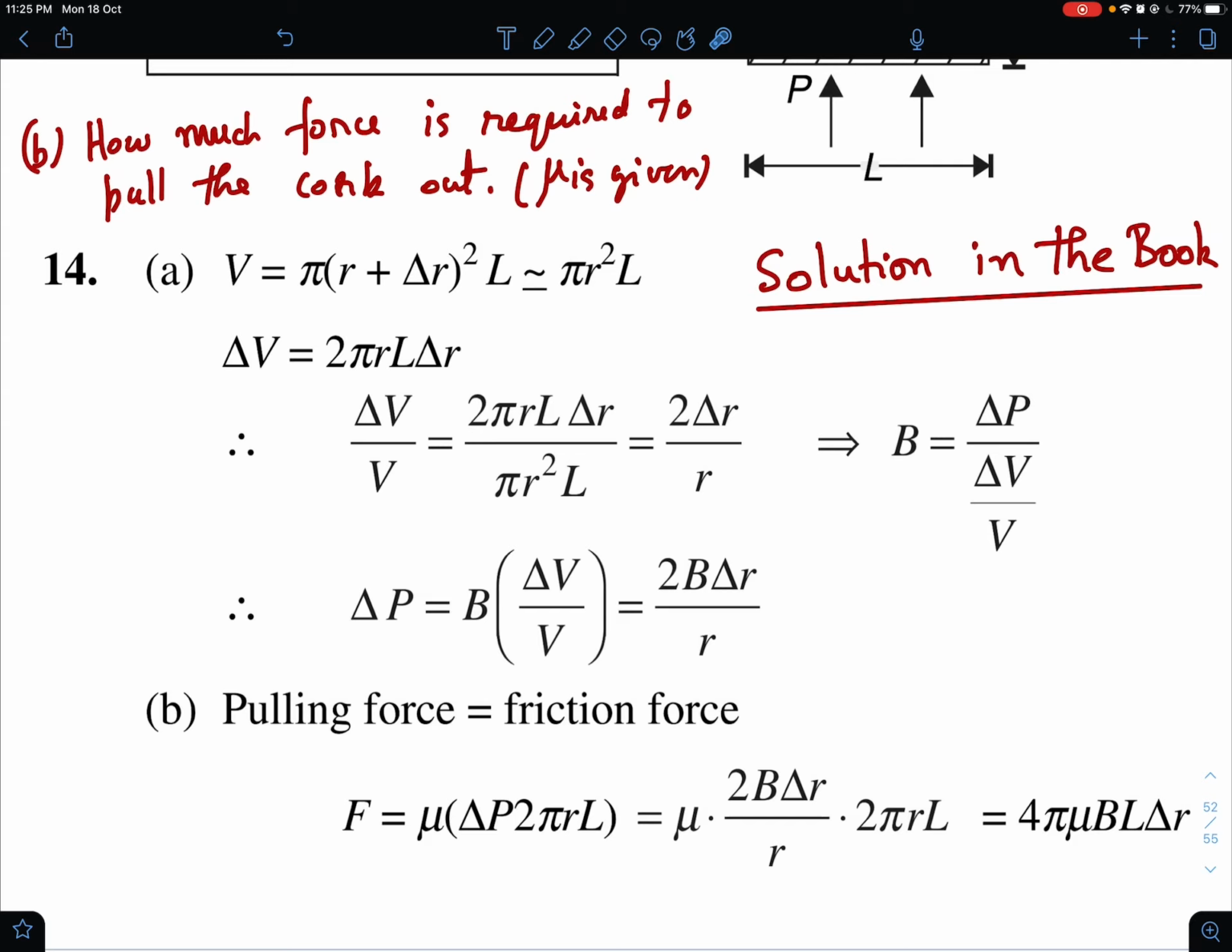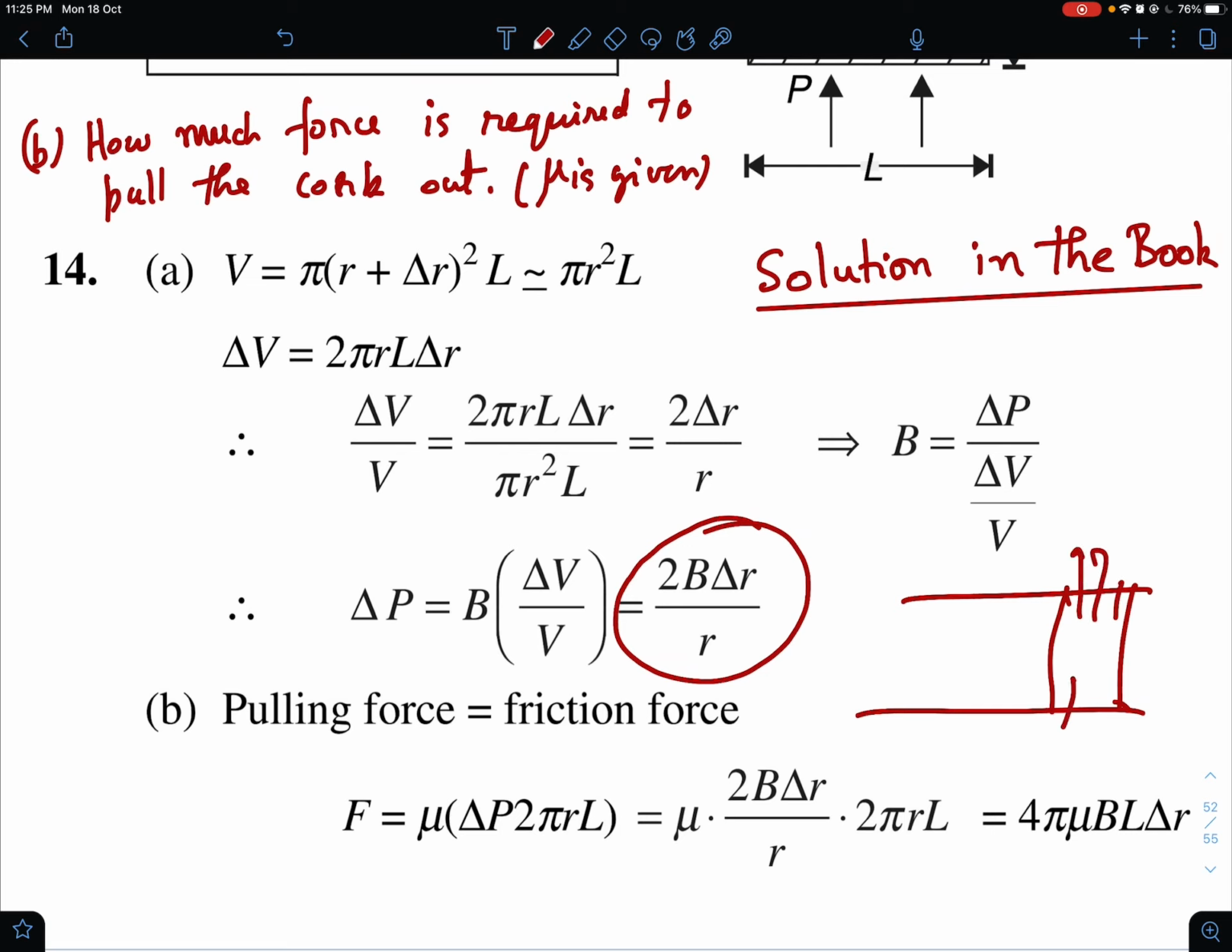Okay, so try to figure out, are you convinced with the solution or do you find anything wrong with this? And then of course once you have found delta P, the frictional force is very simple. Since delta P comes out to be this much and there's a bottle and the cork is fitted, it's pressing against the walls with delta P. So the normal reaction, if you take along the curved surface, is delta P into 2 pi L. Multiplied by the coefficient of friction, that gives you the force required to pull it out. And that's what the book says, that this is 4 pi mu B L delta R.